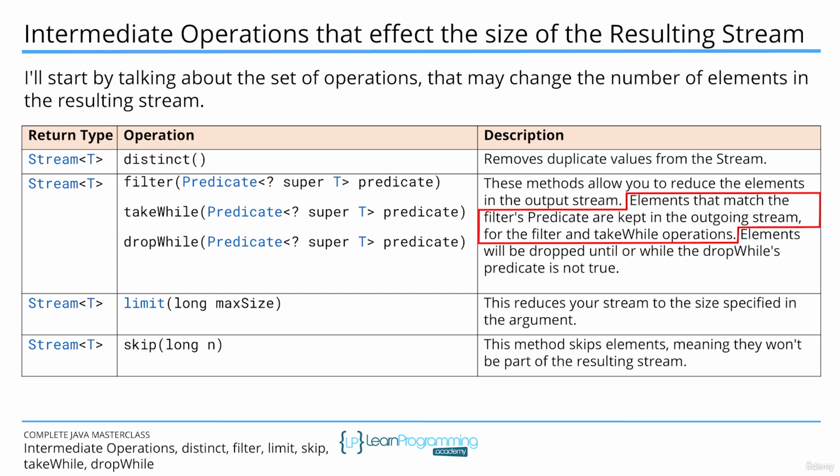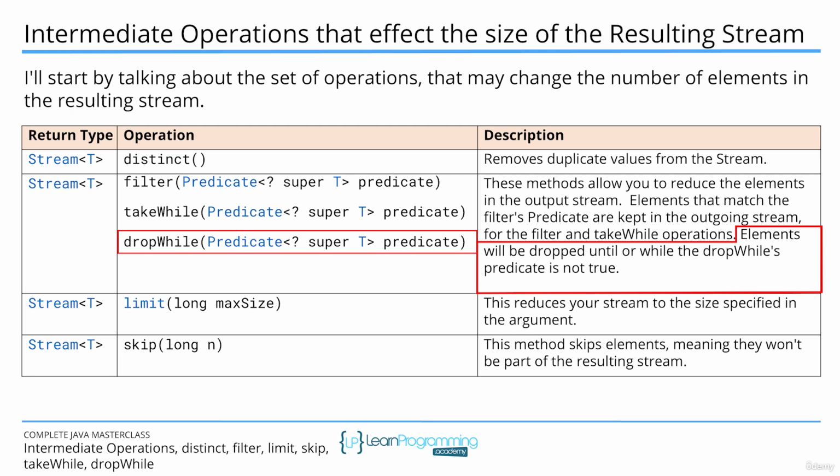of the stream element. Elements that match an operation's predicate, meaning the condition returns true for that element, are kept in the outgoing stream for both the filter and takeWhile operations. In contrast, elements will be dropped from the stream until or while the operation dropWhile's predicate is not true.